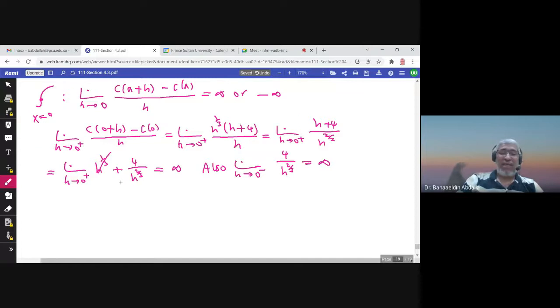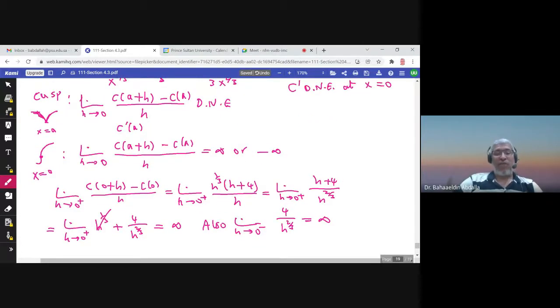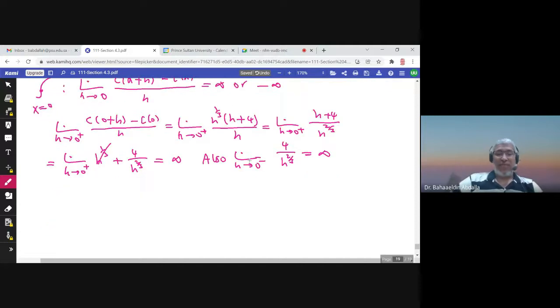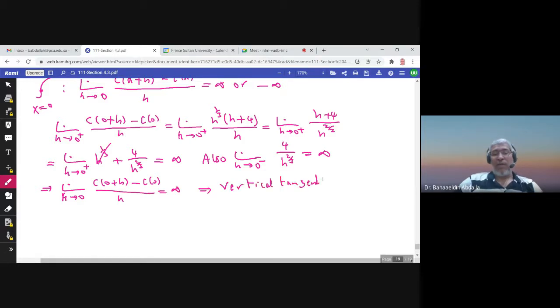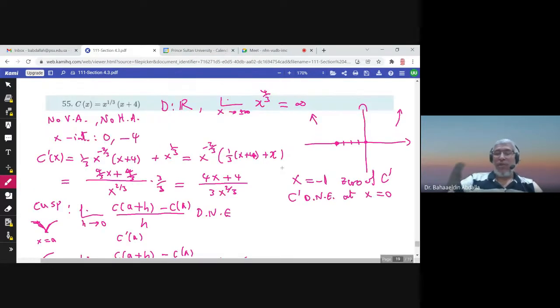So you can see that the limit when h approaches 0 of c of 0 plus h minus c of 0 over h is infinity. So I have a vertical tangent line at x equals 0. So at x equals 0, I have a vertical tangent line like this.